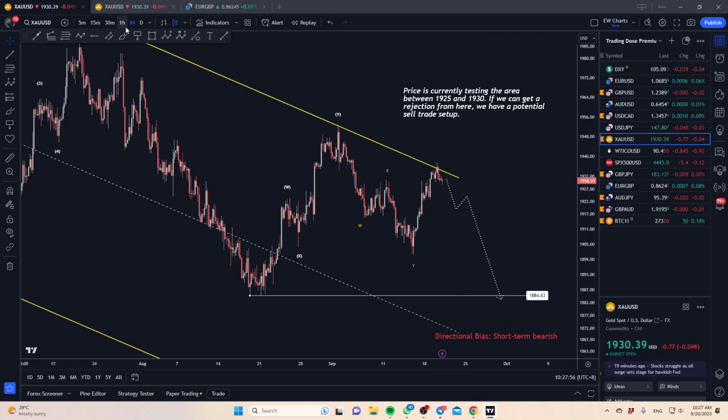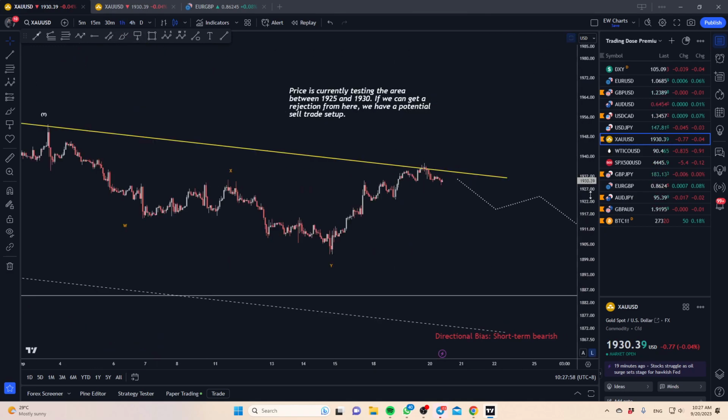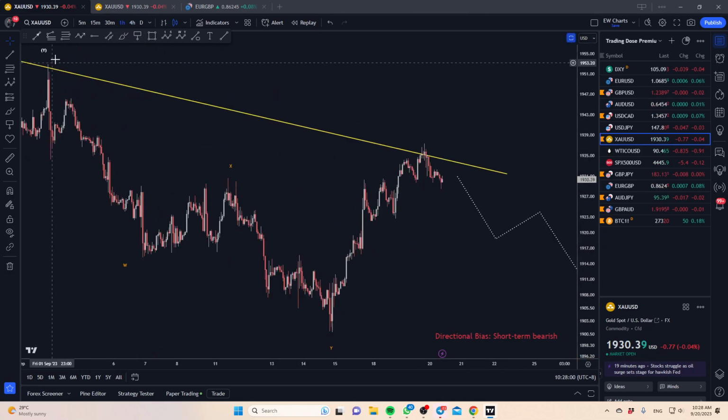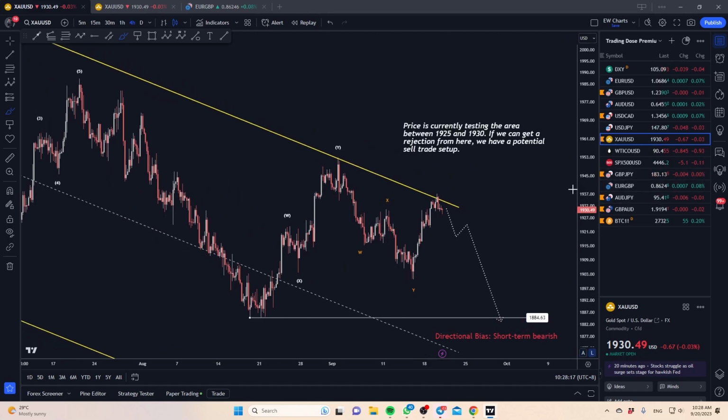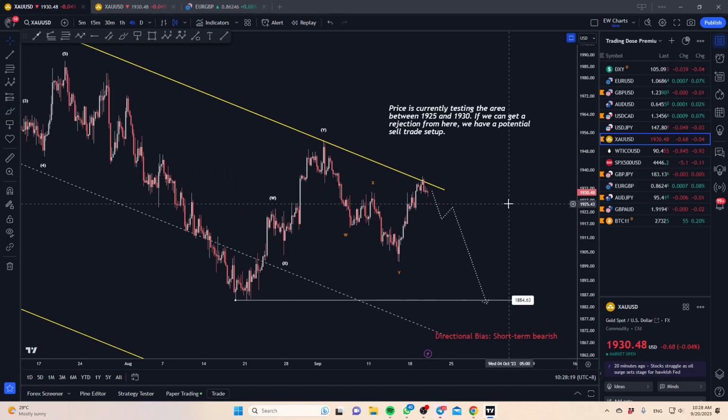Okay? So the idea here is if you go down to the lower time frame, you want to wait for some sign of impulsive move to the downside first, right? Perhaps something like this, continuation to the downside, and then a corrective structure on the hourly. That would give you a sell trade setup, right? So we are bearish short term, but don't be too eager to jump in, right? Always wait for the setup to come to you.